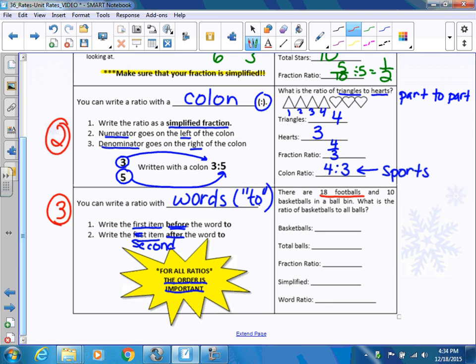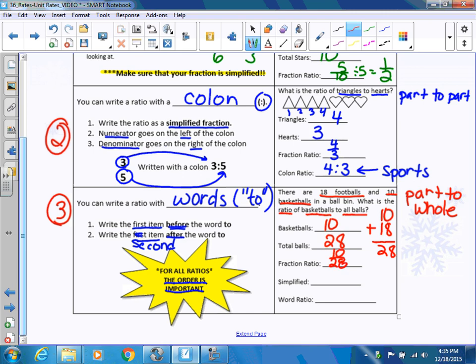We have 18 footballs and 10 basketballs in the ball bin in PE. And they want to know what is the ratio of basketballs to all the balls. So this is a part to whole comparison. So I'm looking at the number of basketballs, which I know is 10. Total balls, I would take the number of basketballs and the number of footballs and add them together, which is 28. So I have 28 total balls in the ball bin. So if I write that as a fraction, I get 10 over 28.